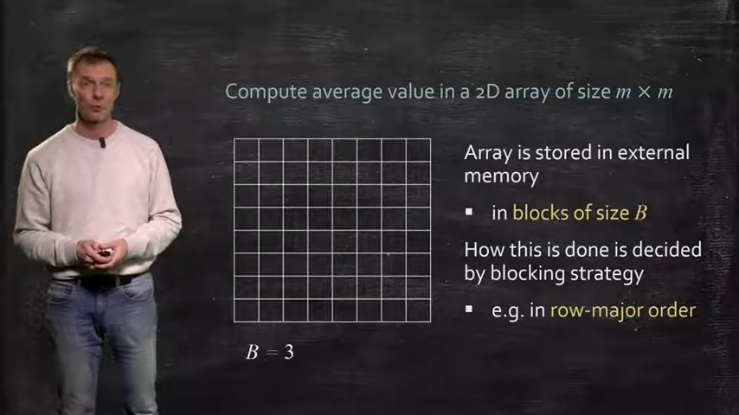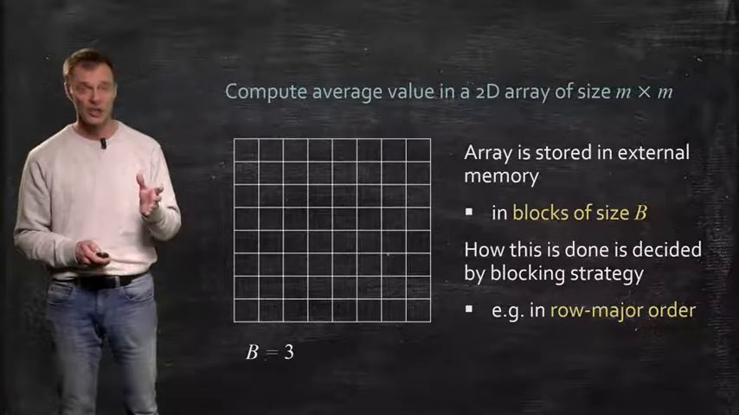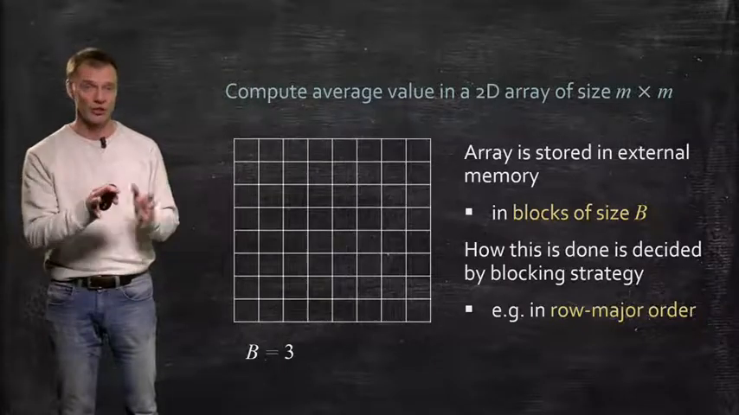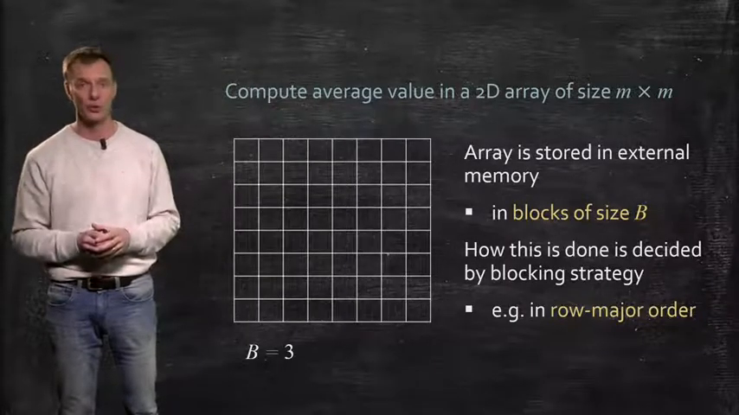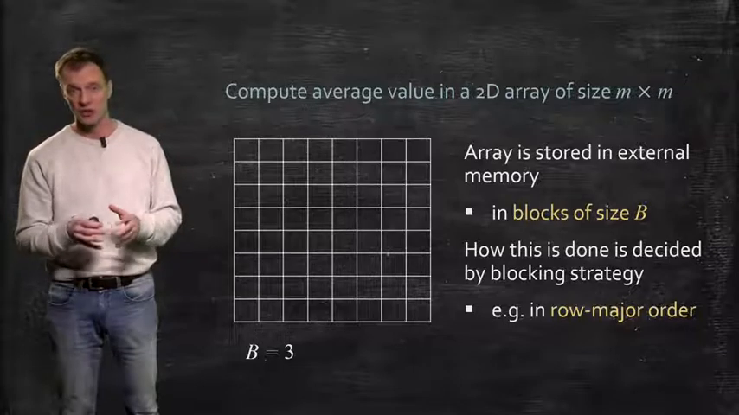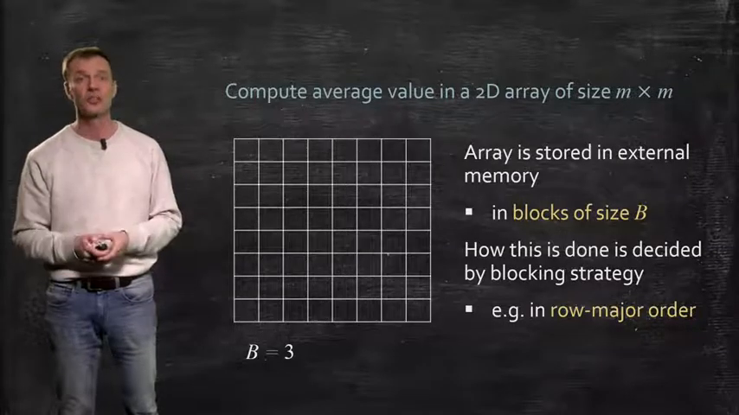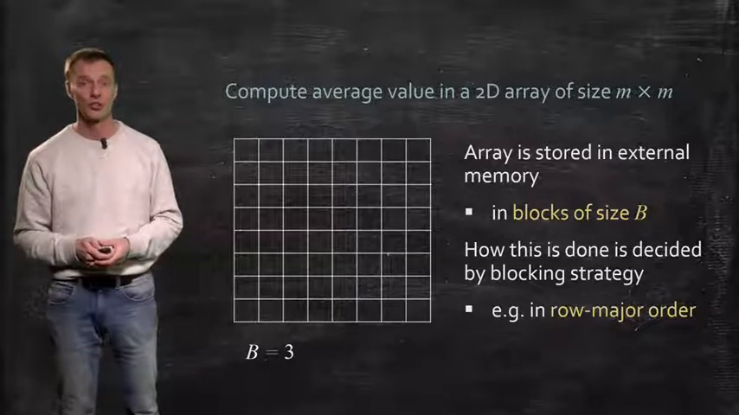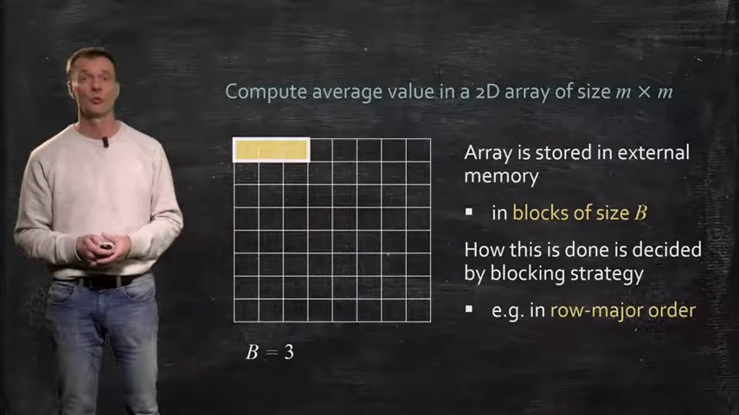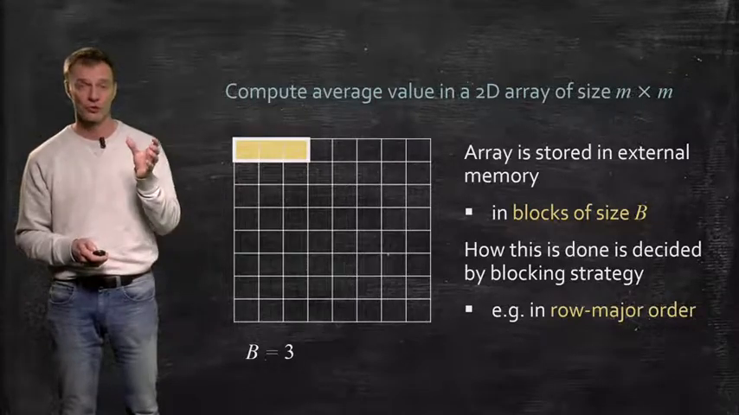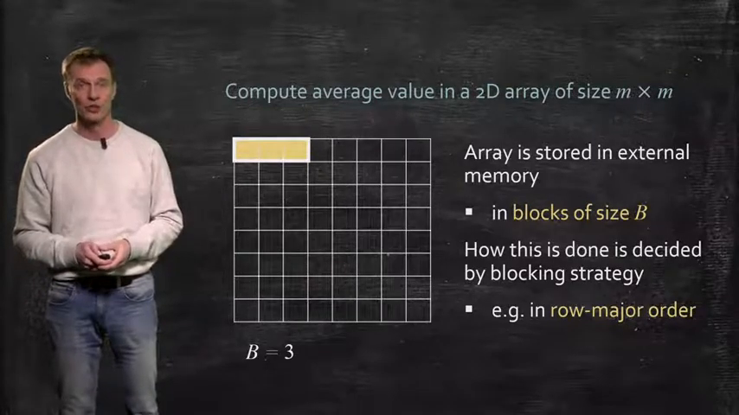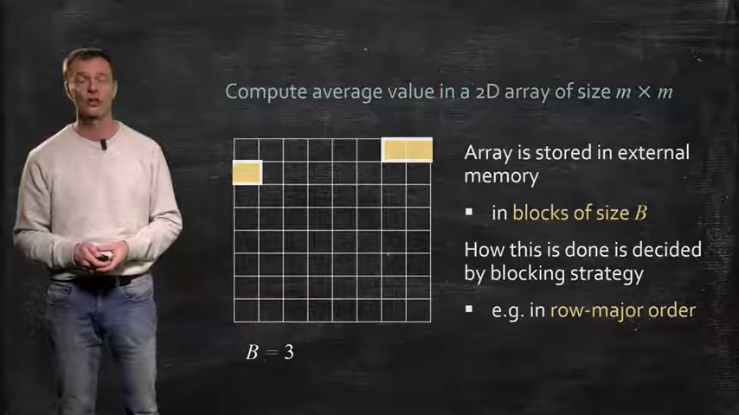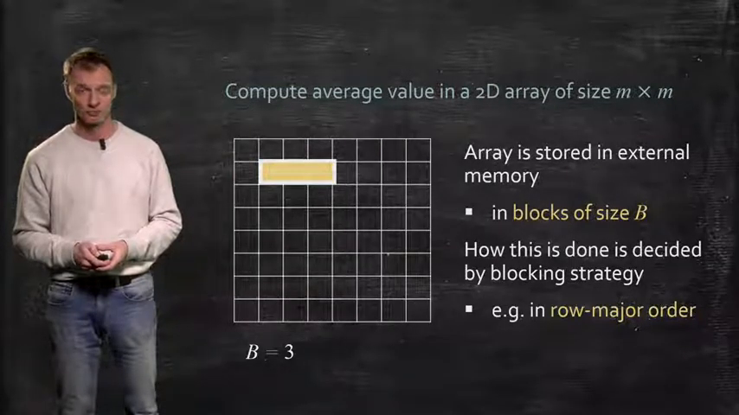So for instance, if B equals 3, so 3 data items fit into one block, and remember this 3 is not a realistic value. In practice, B would be several hundreds or maybe thousands. But if B is 3, which is easier to show in this example, then this would be the first block, the first 3 elements of the first row. The second block would be the second 3 elements, and so on. This will be another block, and this is the way it's stored.